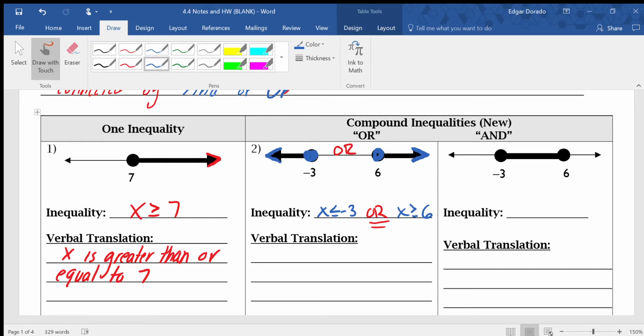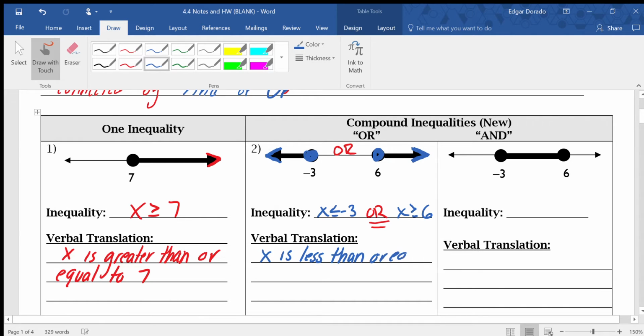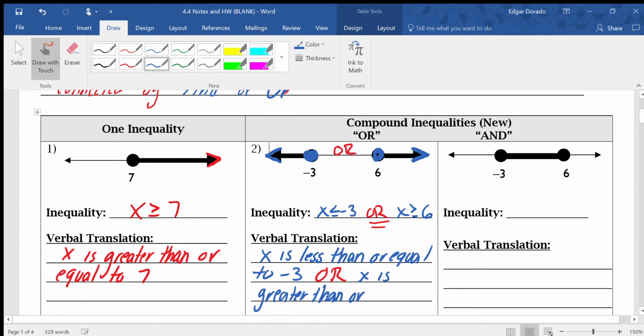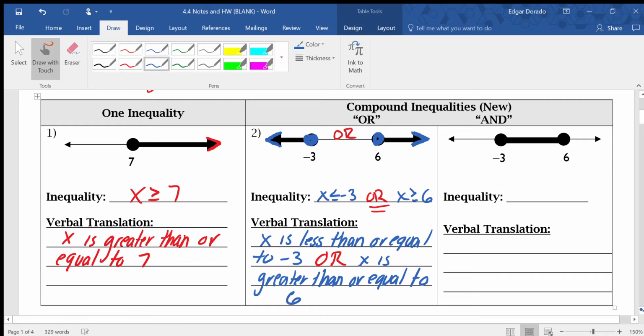So how do we say all of that in words? So we would say that X is less than or equal to -3, or X is greater than or equal to, let me scroll down real quick, or equal to 6.